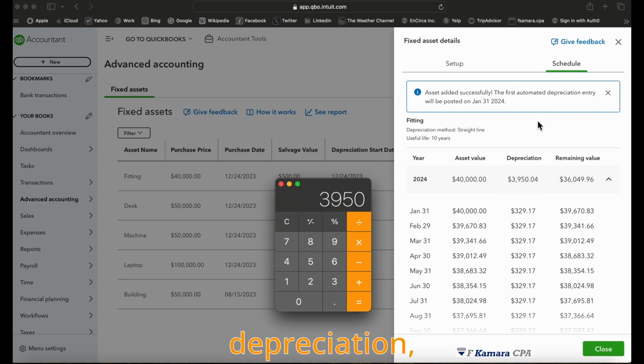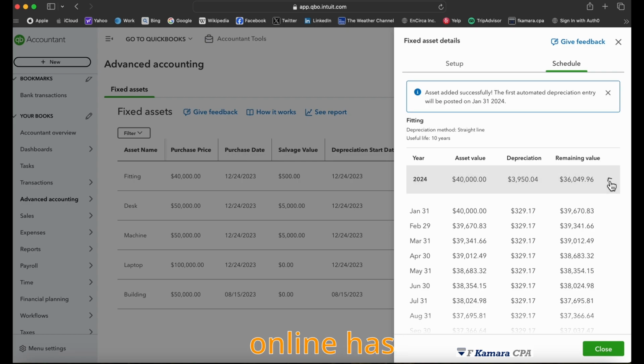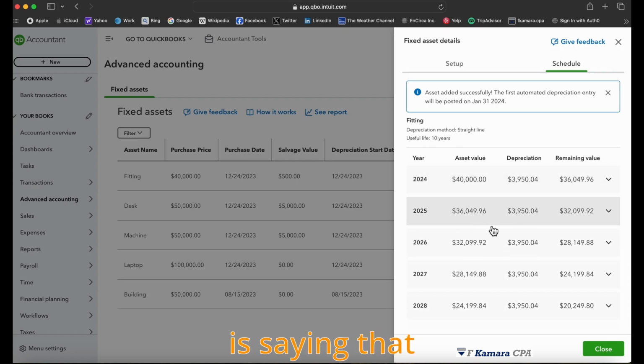Whereas the subsequent depreciation, QuickBooks will automatically post the depreciation. So you see, assets added successfully, the first automated depreciation entry will be posted in January. The convention that QuickBooks Online has used here is that if an asset is placed in service in the month of December, the first depreciation will be in the following month. That's the convention. We also have other conventions, like the mid-month convention.